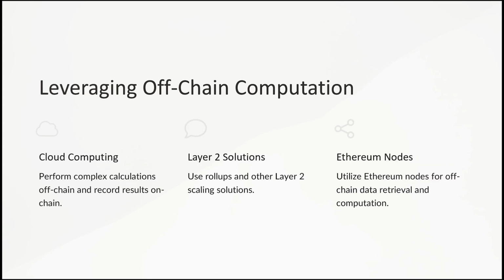We should leverage off-chain computation using cloud computing, which is performing complex calculations off-chain and recording the results on-chain. We can also use layer 2 solutions which compute data off-chain and drastically reduce gas fees. You can also utilize Ethereum nodes for off-chain data retrieval and computation as well. You can also study more in depth about off-chain computation on your end.